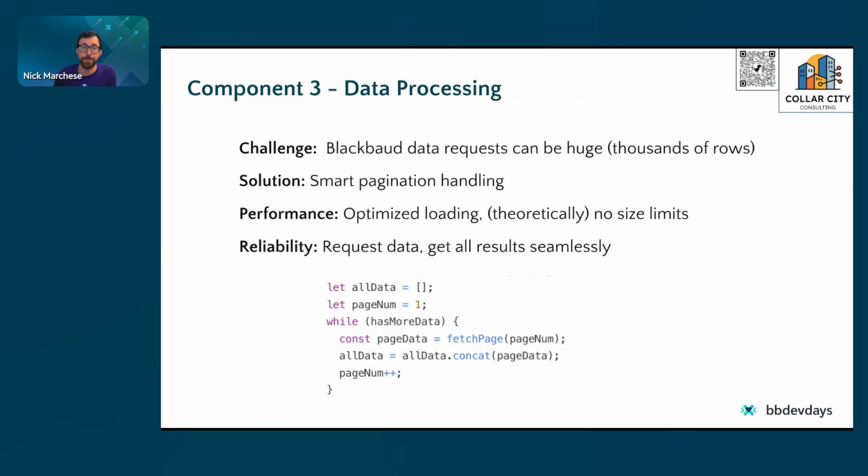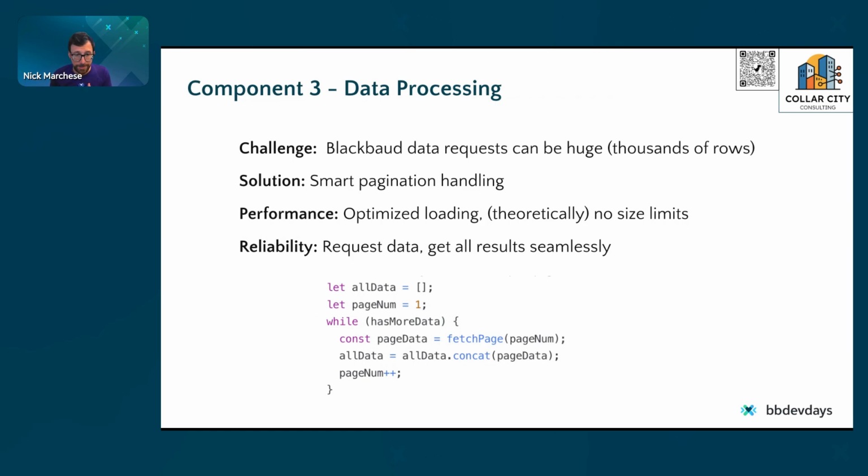And data processing. So Blackbaud data requests can be huge, thousands of rows. So pagination handling, how to deal with the fact that you might have more than 100 or 1,000 responses that you want to be pulling in here. So how a lot of the Sky API endpoints work is they're paginated, so you have to cycle through each page if they have more than, let's say, 1,000 rows of data.